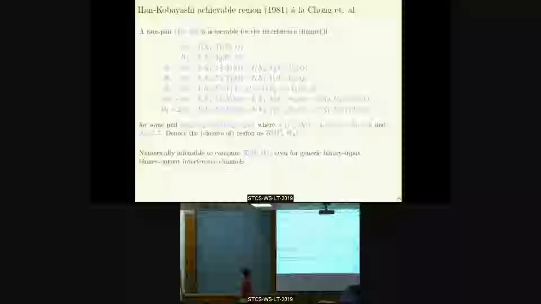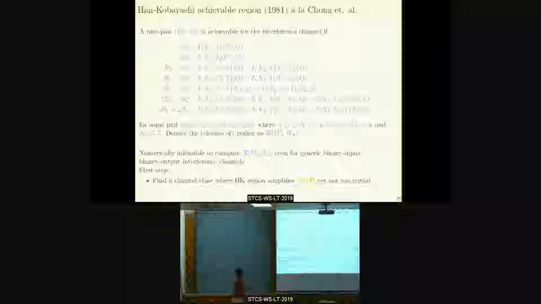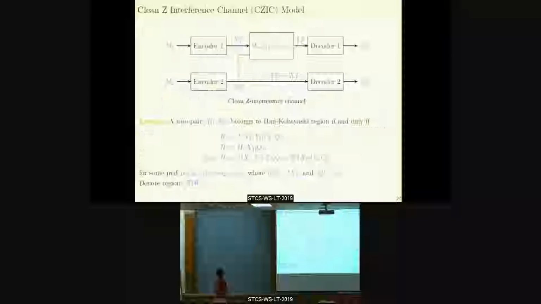Even if you want to numerically compute this for generic binary input, binary output channels, the dimensionality is too large to compute this region. So you are asking whether this is optimal or not. The first step is to find a class where this region simplifies and is yet not too trivial, because for trivial things this captures a lot of intuition. After a few years of work, we ended up with this channel, which is simple enough.